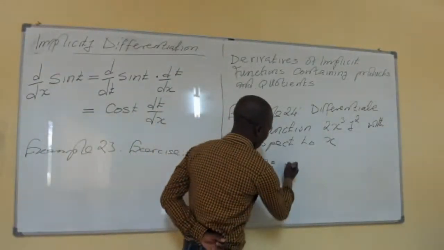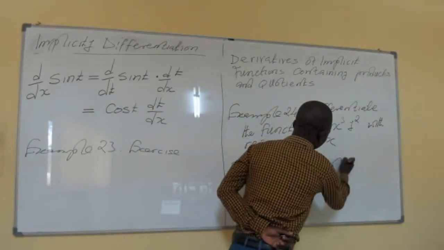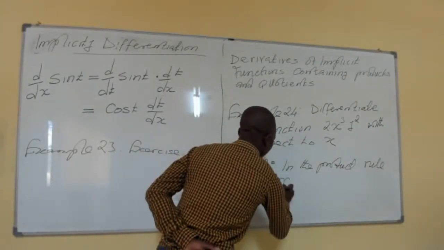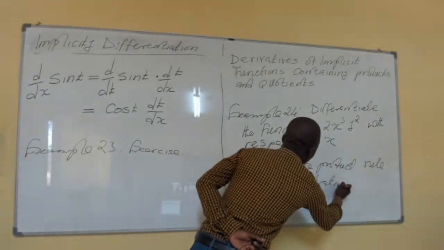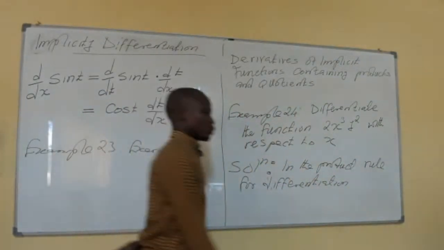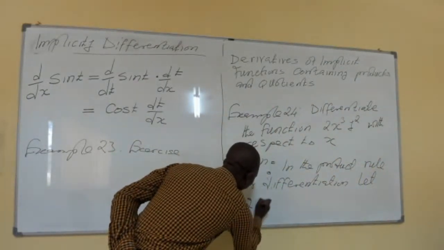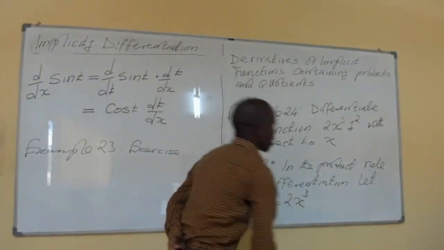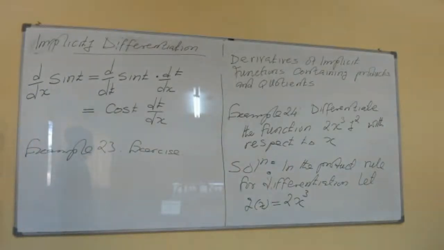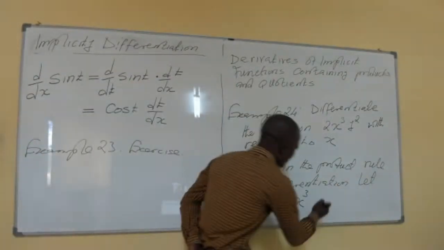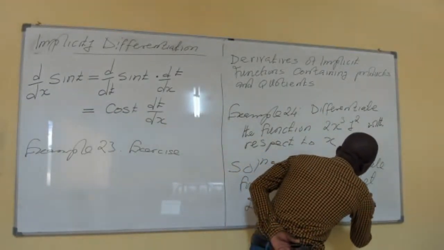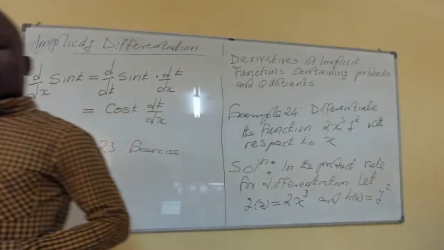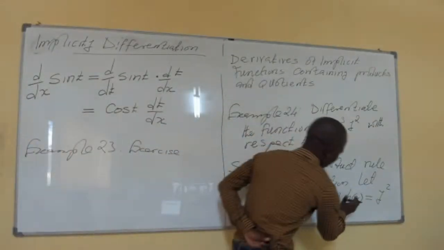So if we look at the product rule for differentiation, let our g of x be equal to 2x power 3, and our h of x be equal to y squared. That is, if we follow the product rule, this was supposed to be h of y.